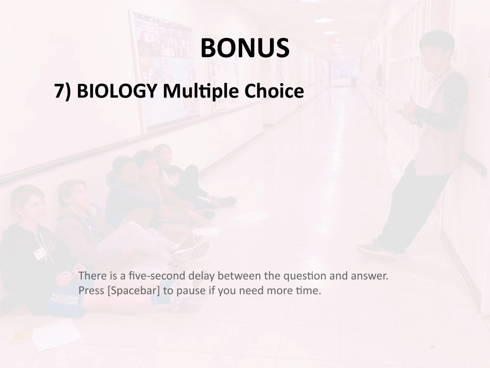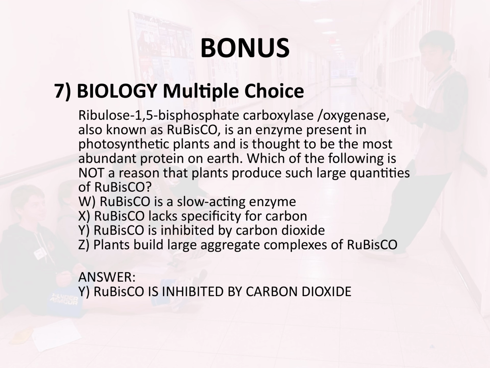W. RuBisCO is a slow-acting enzyme. X. RuBisCO lacks specificity for carbon. Y. RuBisCO is inhibited by carbon dioxide. Z. Plants build large aggregate complexes of RuBisCO. Answer. Y. RuBisCO is inhibited by carbon dioxide.